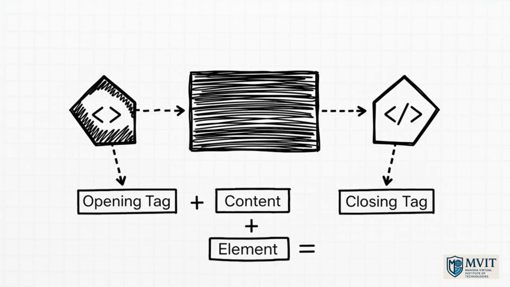And how does it do that? Well, at its core, HTML works using tags. These are just keywords wrapped in angle brackets. You have an opening tag to start something, like a paragraph, then you put your content in the middle, and you finish it with a closing tag. That whole package is what creates one complete element on the page.